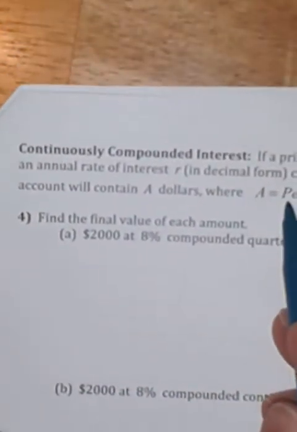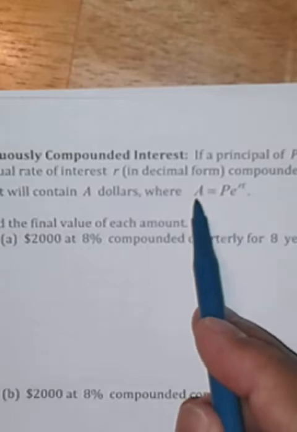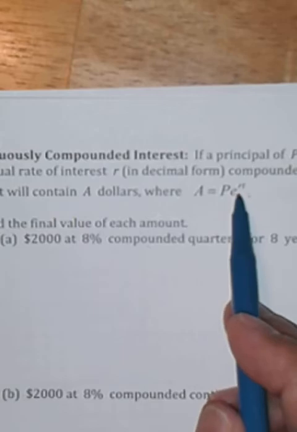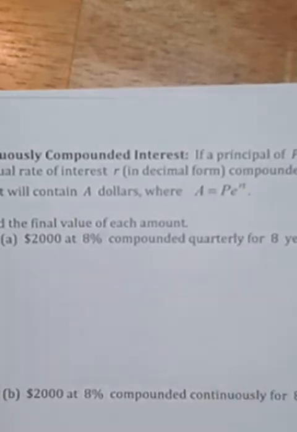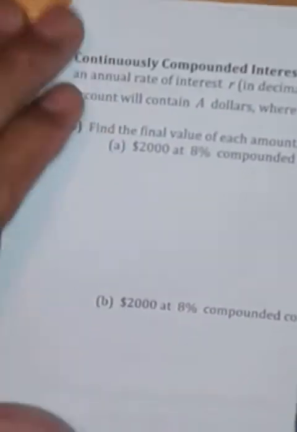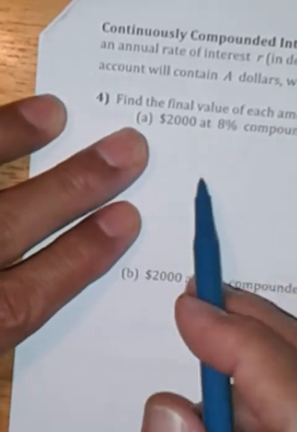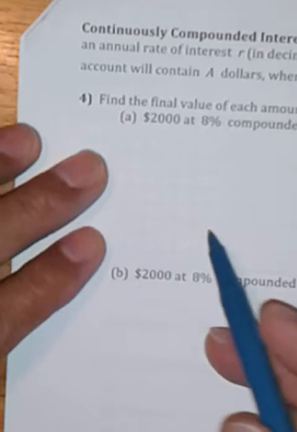So that's for continuous compounding, right? The money in an account is the initial amount times e to the RT, which is the interest rate times the number of years. All right, so find the final value of each amount. We're just going to set these up and then we'll work them out in class.